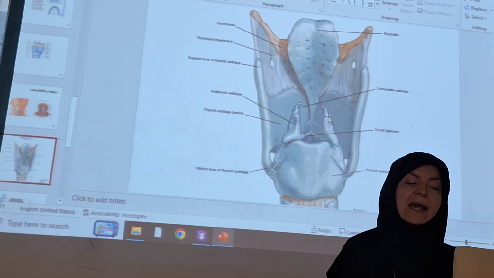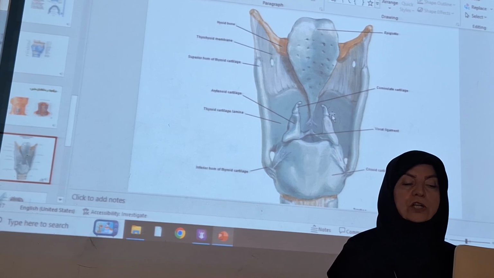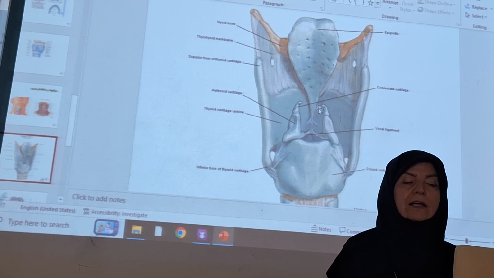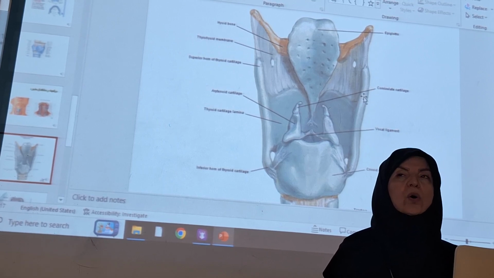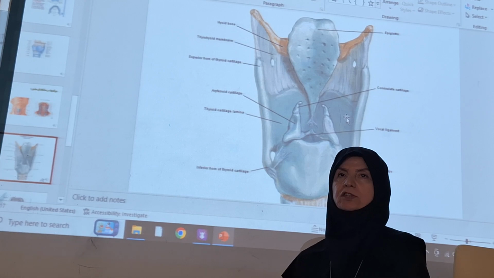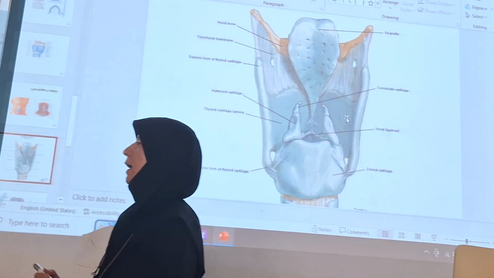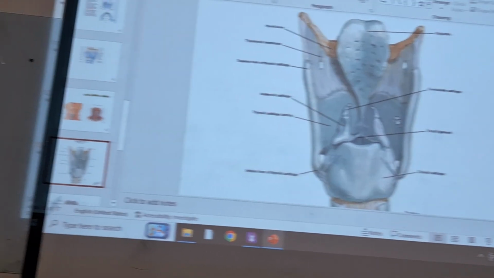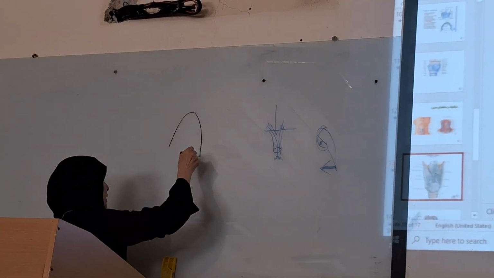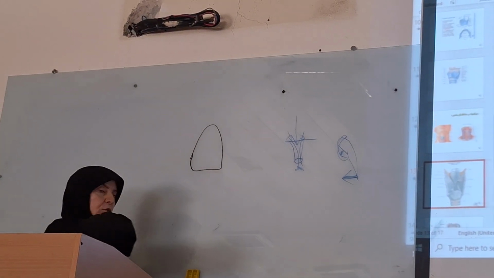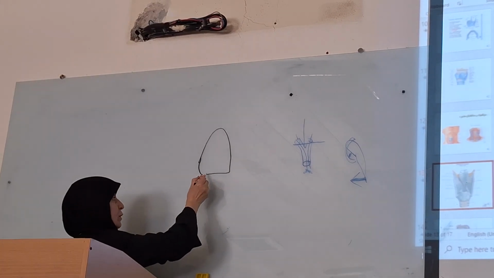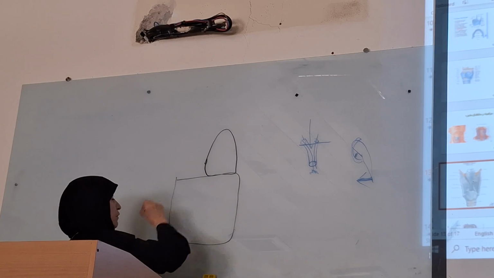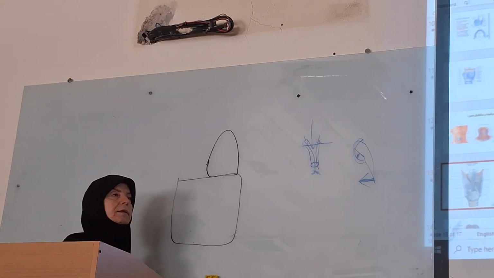And at the apex of the corniculate on each side, we can show you a small cartilage that we call cuneiform cartilage. The pyramidal shape of the arytenoid, inferiorly, makes a joint with the lamina of the cricoid cartilage.